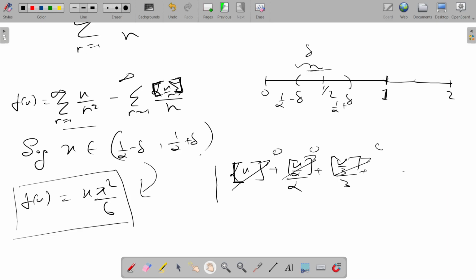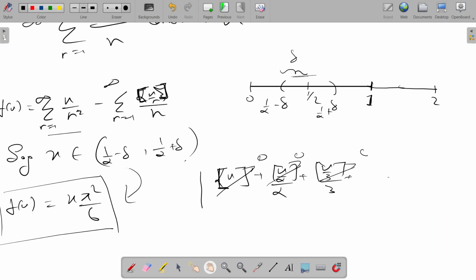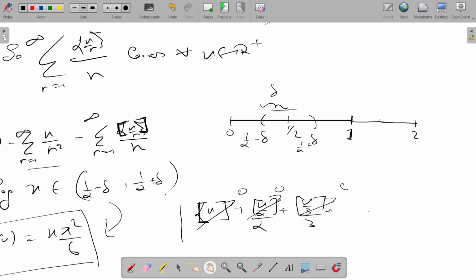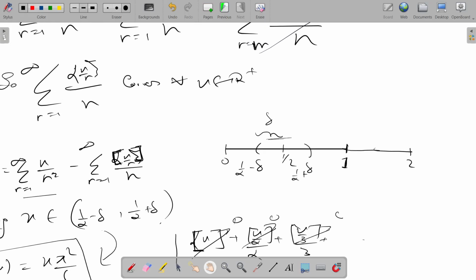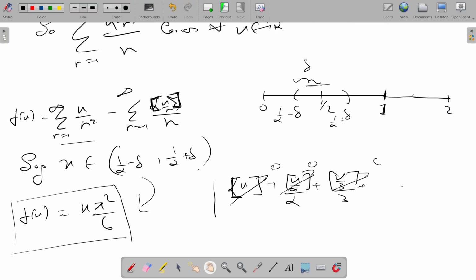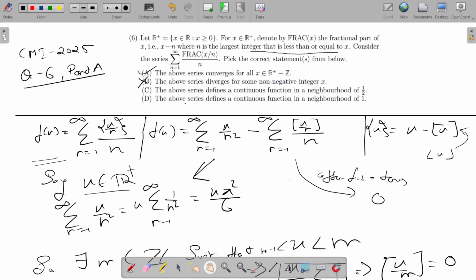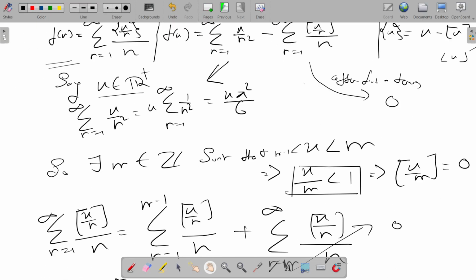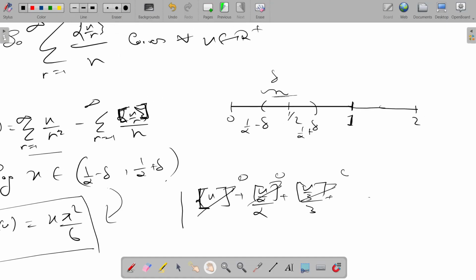Let me draw this later. Now, this is continuous. Next: does the above series define a continuous function in a neighborhood of 1?